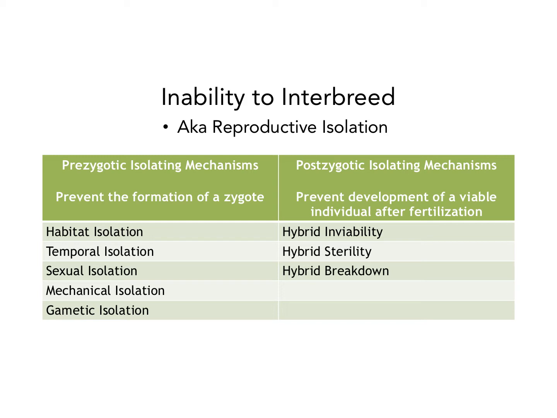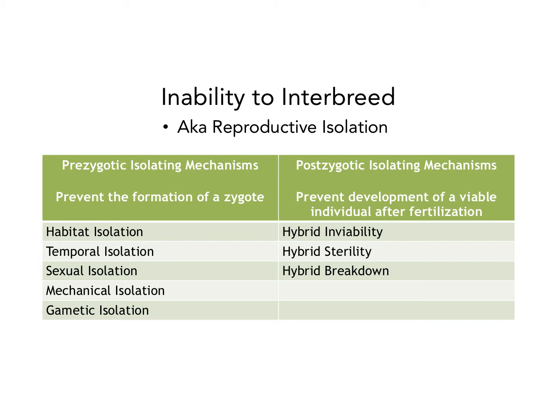So in terms of these pre-zygotic isolating mechanisms, the first three listed here, habitat isolation, temporal, and sexual isolation, are primarily ecological or behavioral. So in terms of habitat, the two species never come into contact. So they're in different types of habitat.